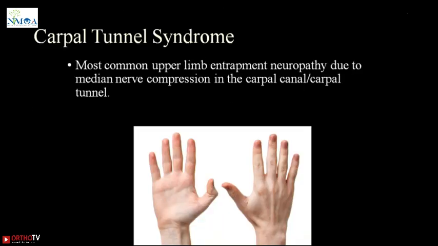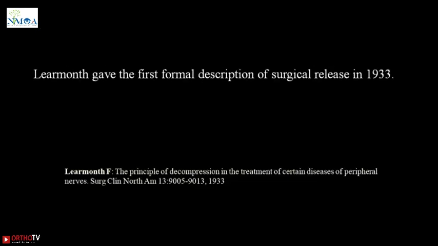Carpal tunnel syndrome is the most common nerve entrapment at the wrist level, which leads to hypoesthesia on the palmar aspect in this region and on the dorsum in this region. Patients usually come with symptoms of tingling and numbness in this area. The first formal description of carpal tunnel release was given by Learmonth, and the entity itself was described by Sir James Paget much earlier.